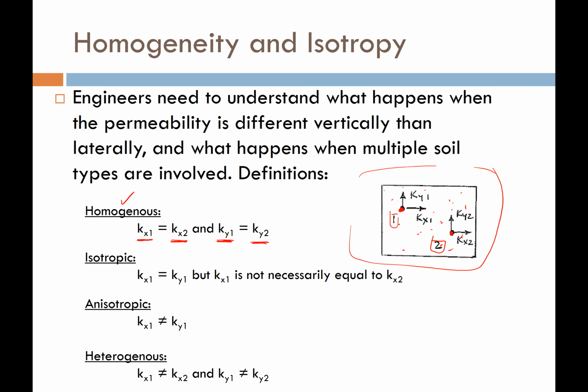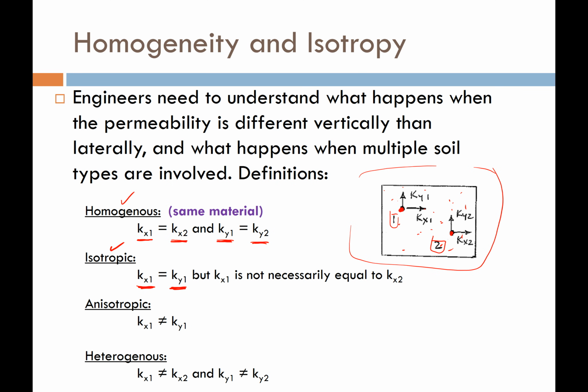And here's the interesting thing, though. It does not necessarily mean that the horizontal conductivity at point 1 is equal to the vertical conductivity at point 1. All it means is the horizontals are equal and the verticals are equal. So in other words, we can just say we have the same material between point 1 and point 2. Now what if I describe the material as isotropic? Isotropic means that the horizontal conductivity at point 1 is assumed to be the same as the vertical conductivity at point 1.